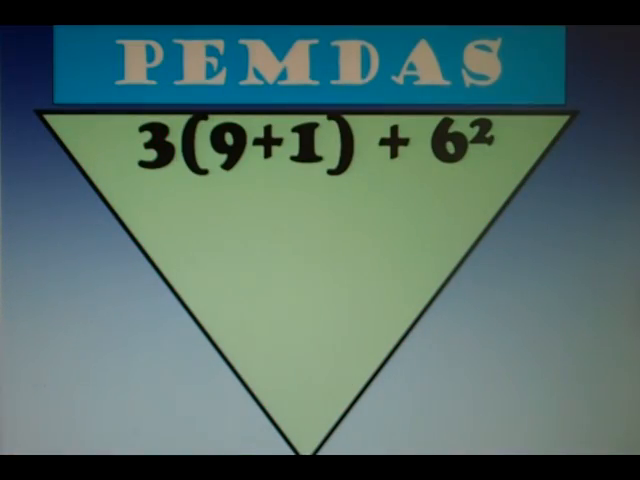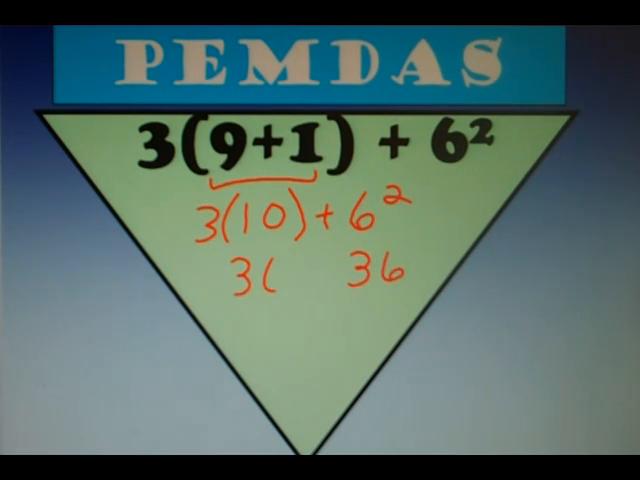Now, the first step to this problem would be to simplify what is inside our parentheses. 9 plus 1 would give you 10. Now I rewrote the problem with 3 parentheses 10 plus 6 squared. The reason I left the parentheses is because these parentheses just mean multiplication. Next step is going to be our exponents. You need to raise 6 to the second power and you get 36.